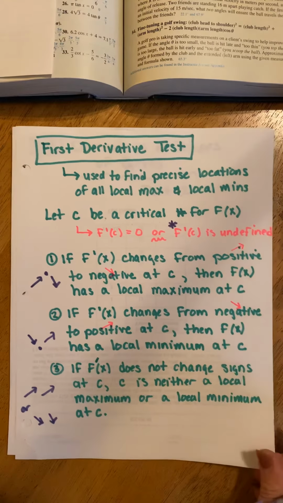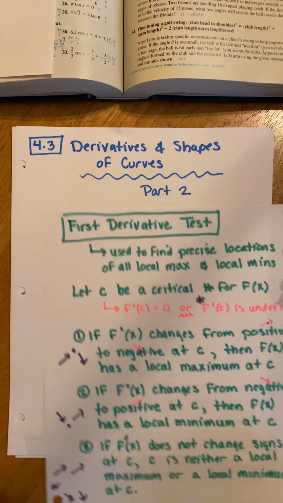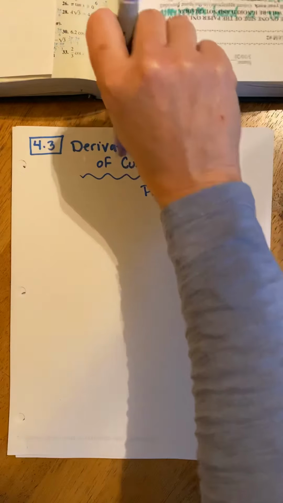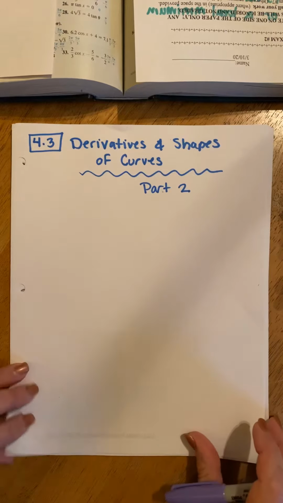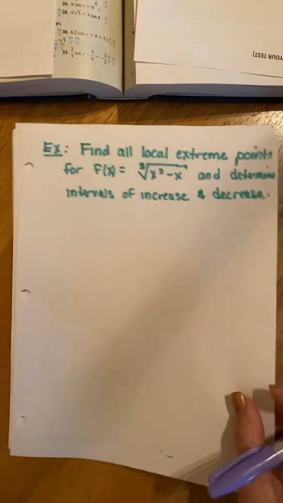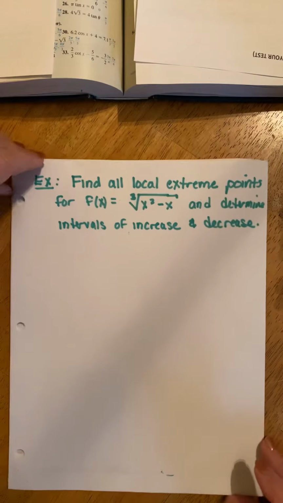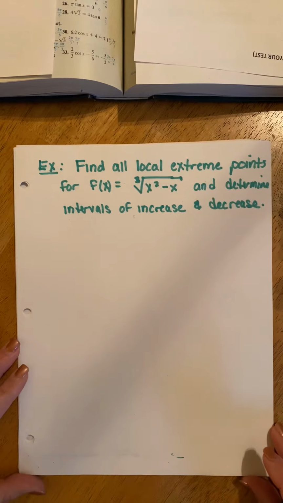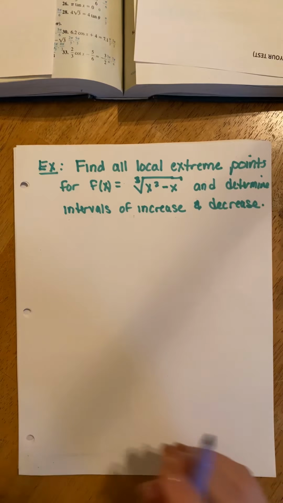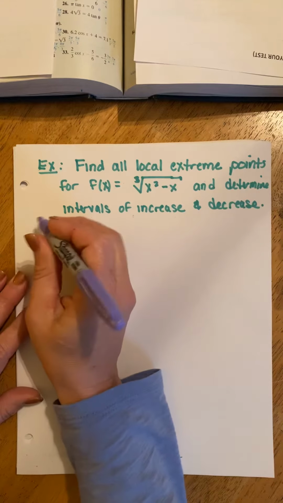So let's do a review problem, one a little bit more difficult to get us going on our local maxes and mins. Let's find all local extreme points for the function, the cube root of x squared minus x, and determine the intervals of increase and decrease. So the first thing we do is find the critical numbers.